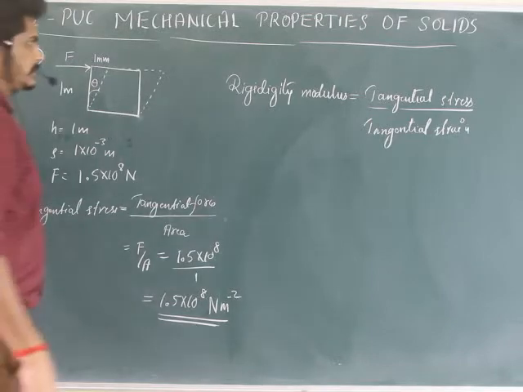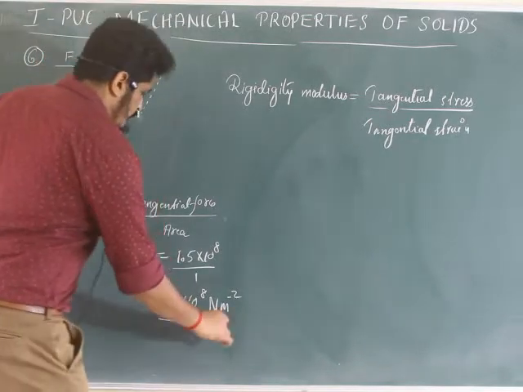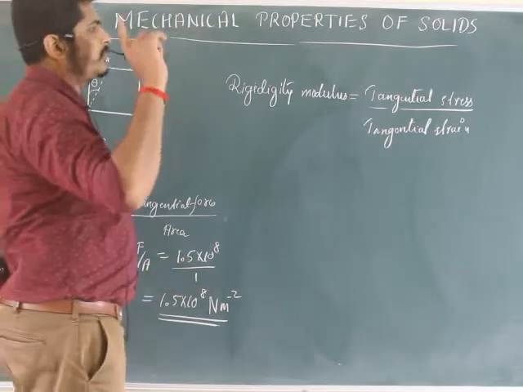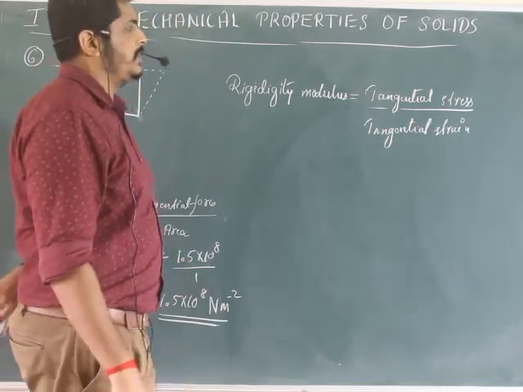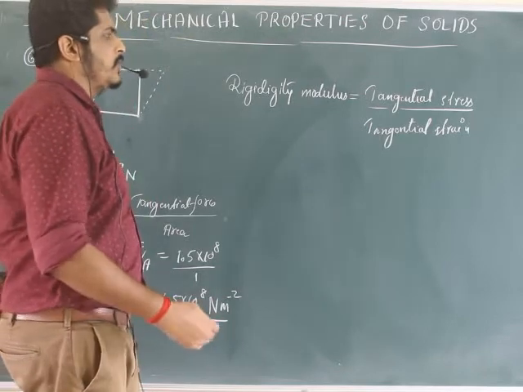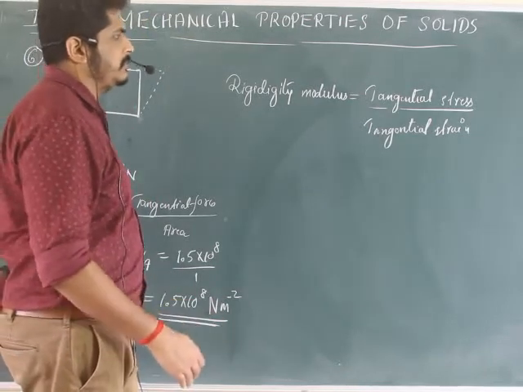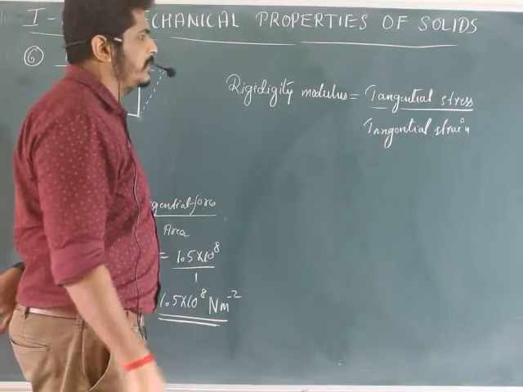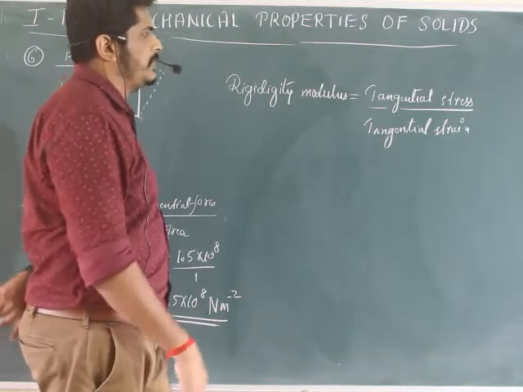Next, what is tangential stress? Of course, the value is ready here. What about tangential strain? Oh, now you have to think about that. Strain. So you know longitudinal strain means what? Delta L by L. You can check the notes. Volumetric or bulk strain means delta V by V.